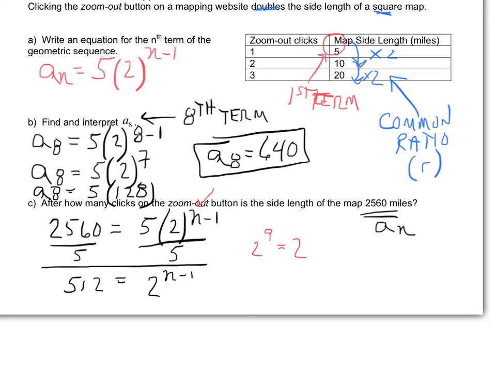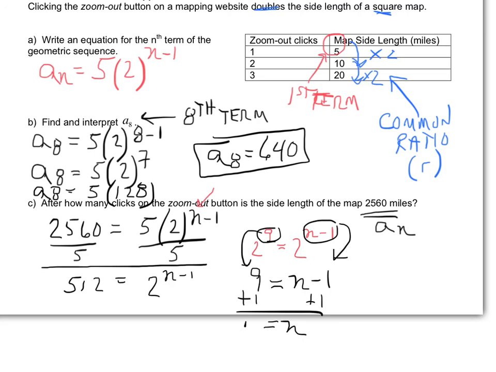And because I can do that, remember when we said we had the same bases, we could take the exponential expressions and make them equal to each other. And then I would just add 1 to both sides to get the n by itself, to get n equals 10. So to solve this, 10 clicks to get 2560 miles.